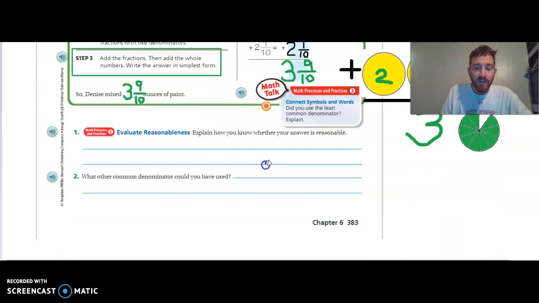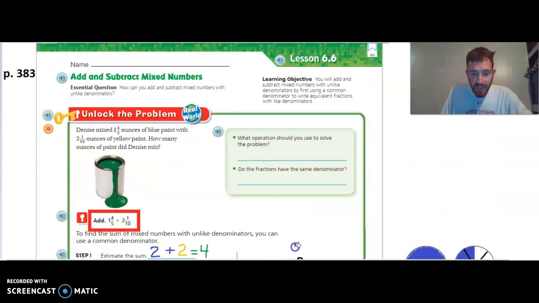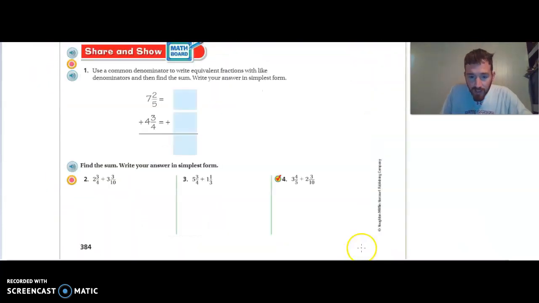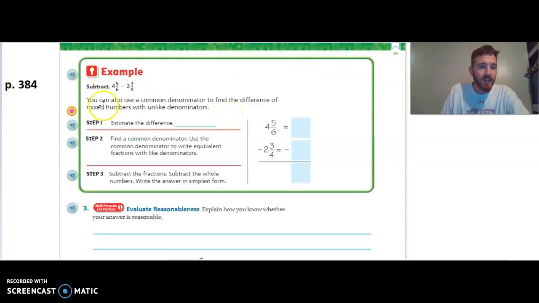Okay, great. Let's go to our next page where we're going to see a subtraction problem. Go on page 384. Again, we're going to use a common denominator. We're up at this example, so we're going to take 4 and 5/6 minus 2 and 3/4. Now with this one, we're going to estimate an answer as well. We can estimate the difference.